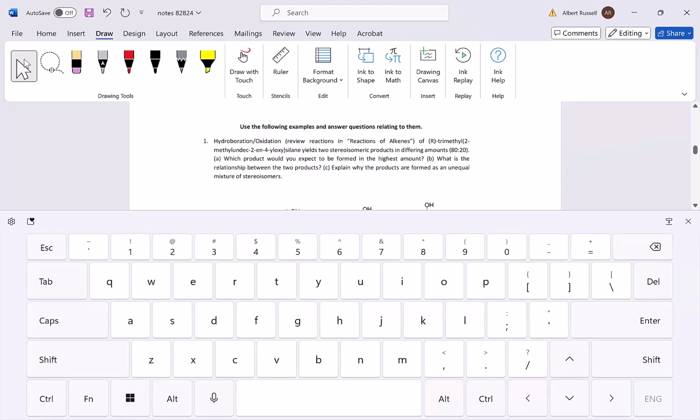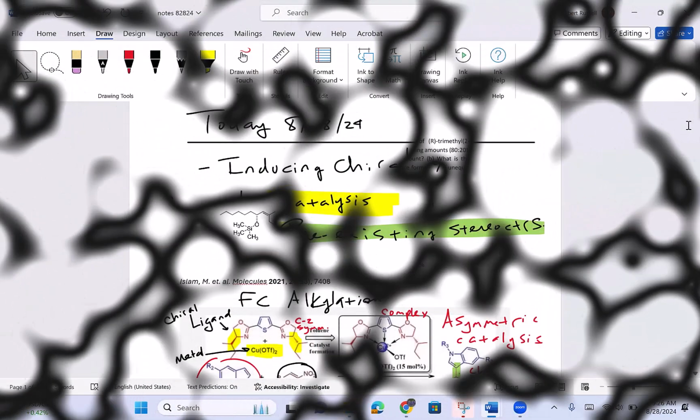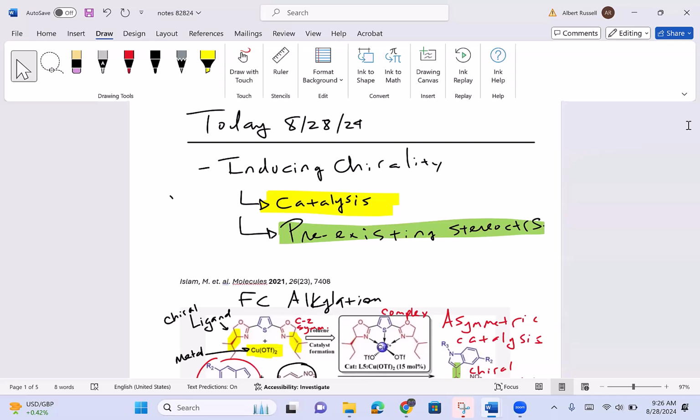let's think about this in terms of what was the second way we said we could induce chirality? One way is to do asymmetric catalysis. What was the second way we said? Anybody? So one way is to use catalysis. Second way, to use a molecule that already has a stereocenter built in. So a pre-existing stereocenter.